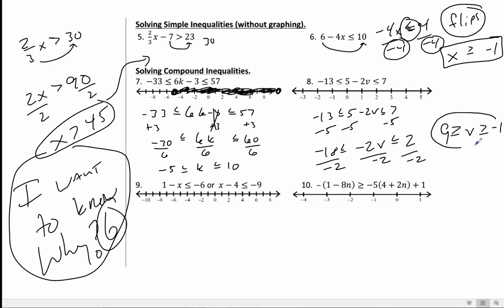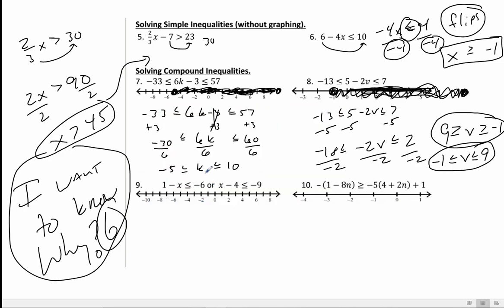So now this line looks opposite of what it should be. I need the arrows going to the left. They can always only go to the left in a final answer. So this is what it should be. I get a closed dot on negative 1, a closed dot on positive 9 way up yonder, and then I shade in the middle. In the middle! Pause the video for 9, pause the video for 10, and then hit play.